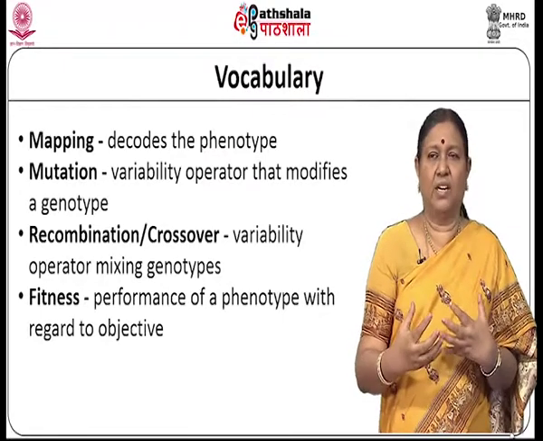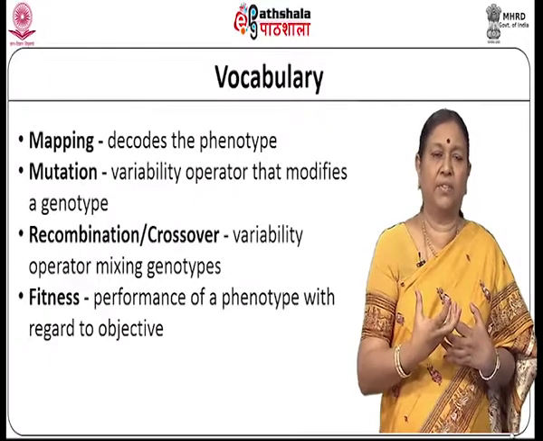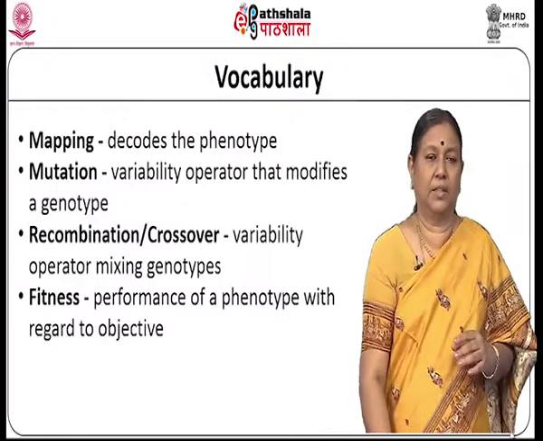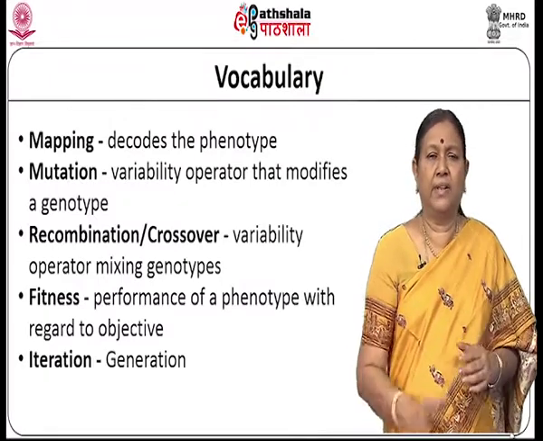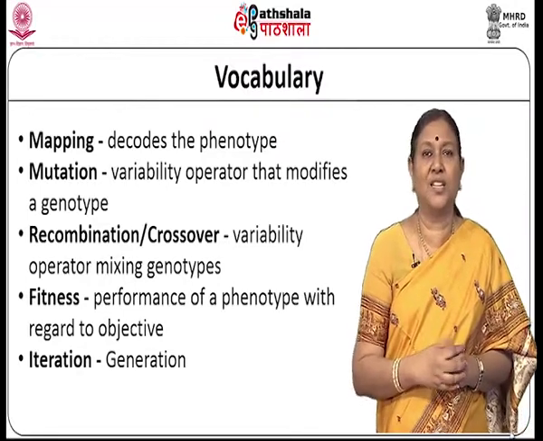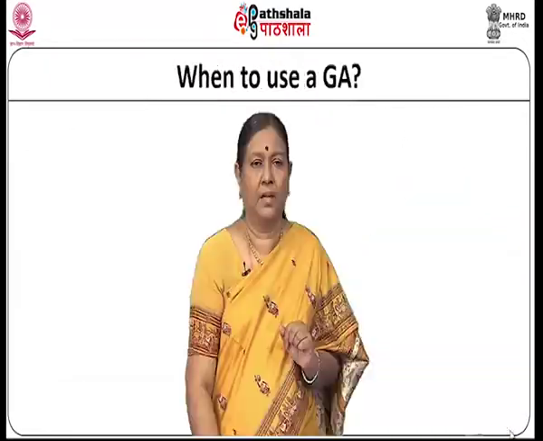The fitness of an individual decides whether he goes to the next generation. It is the performance of that phenotype with respect to a particular objective, so the fitness is determined by the objective. And finally, we have iteration. In genetic algorithm terminology, it is called a generation. The number of generations is the number of iterations.